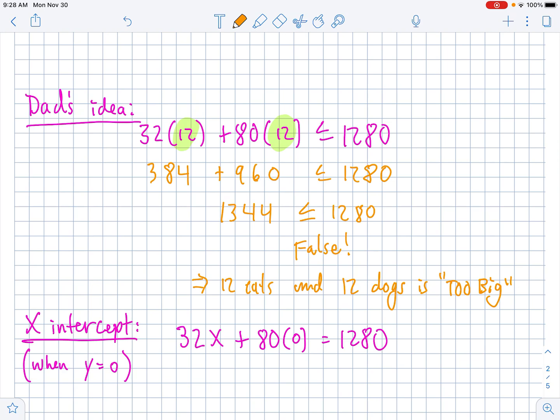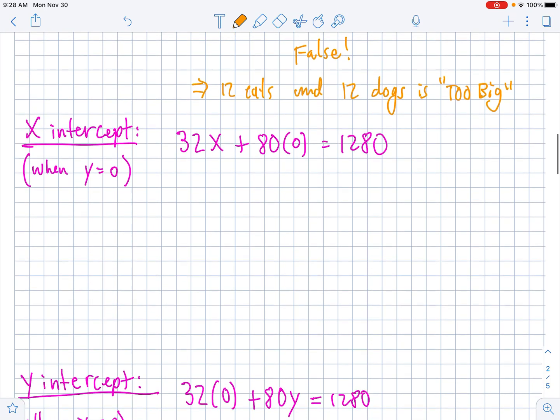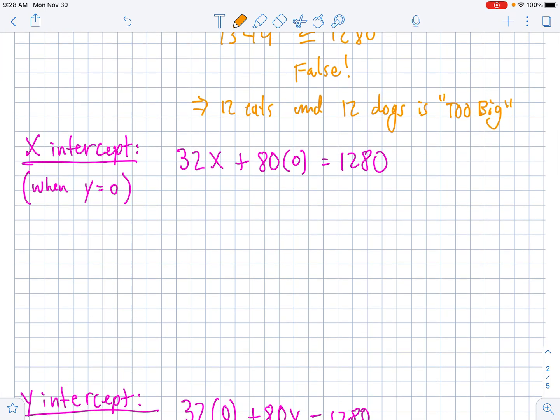They're too big. So what I want to do is find the x and y intercept of this inequality, and then figure out what that would mean in the context of the cat-dog problem. So, you guys, remember that to find an x-intercept, you make y 0. So if you want to find x, make y 0. If I throw a goose egg in for y right here, that's going to just cancel out this whole part of the inequality, and we'll just get 32x is equal to 1,280.